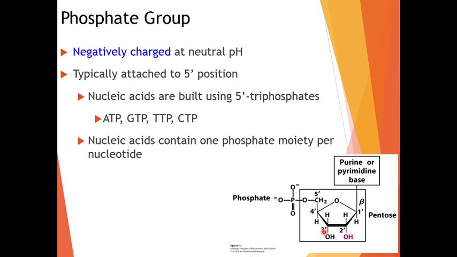Typically attached to the 5' position, nucleic acids are built using 5' triphosphates. Usually there are 3 phosphates. This is one, another one attached here, and another one. And because they are 5' triphosphates, they are called adenosine triphosphate, guanosine triphosphate, thymidine triphosphate, or cytidine triphosphate. Nucleic acids contain 1 phosphate moiety per nucleotide. It may be attached to other positions as well.